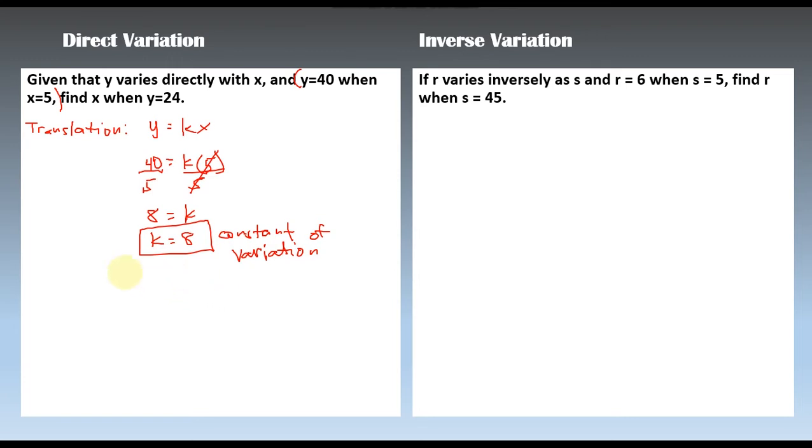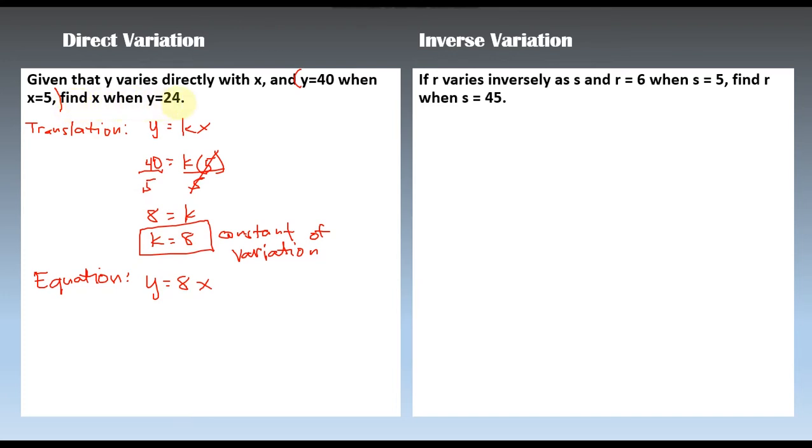Next is to look for the equation. To formulate the equation, all you have to do is substitute your constant of variation into your mathematical translation, which is y equals kx. So just change k here. You'll get the equation as y equals, change k to 8, and then copy x. So we have our equation as y equals 8x.